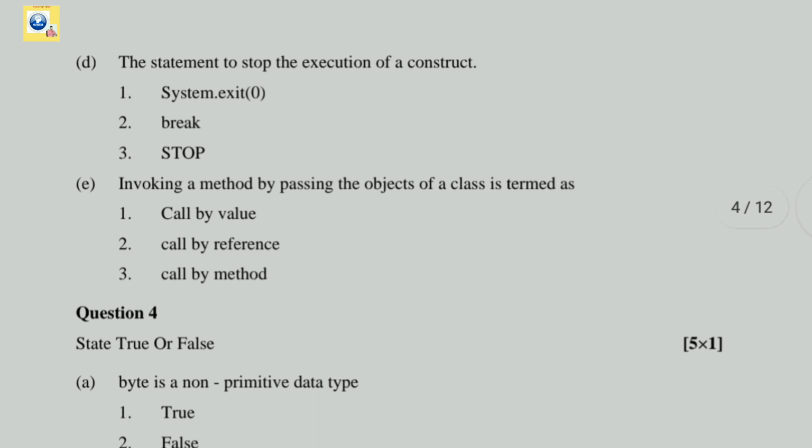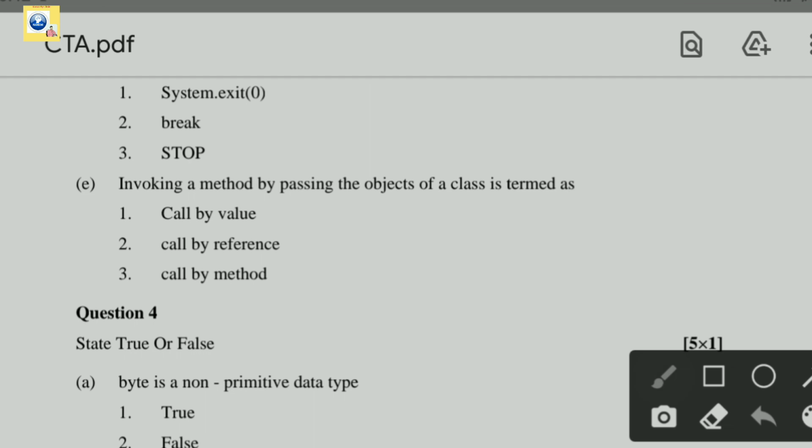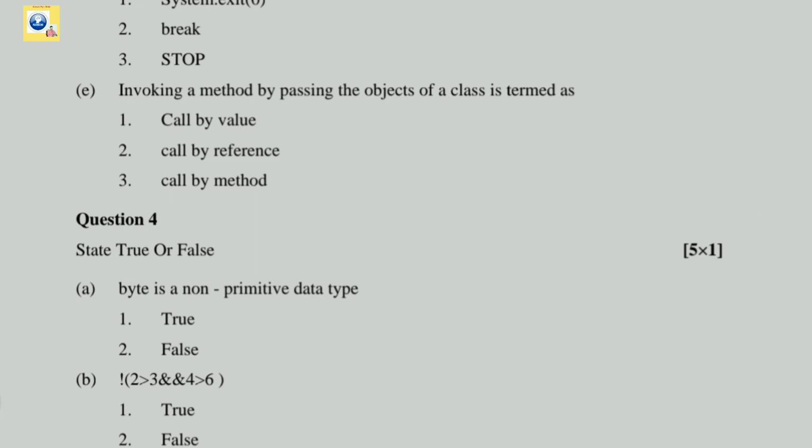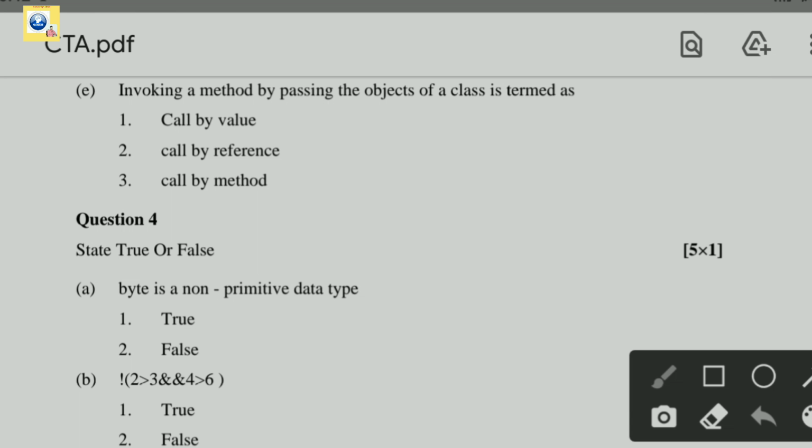The statement to stop execution of a construct. Okay, if we have to stop the execution of a construct, we go with the break statement. Break is used for that. Other 2 options are not correct. Let us go to the next one. Invoking a method passing the object of a class is termed as. When you are invoking a method, in the place of value we are passing the object. So we'll go with the second option, that is called by reference.